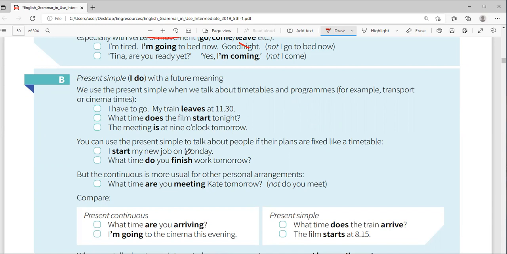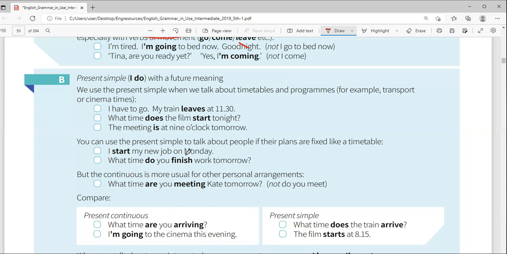We use present simple mostly for programs, timetables like that. If you go to the airport and ask for an airplane going to Somalia, you'll find a timetable showing there's a plane that is going to leave Kenya, Nairobi, at 8 o'clock. You know the year? 2050. Yes, the program has already been drawn.